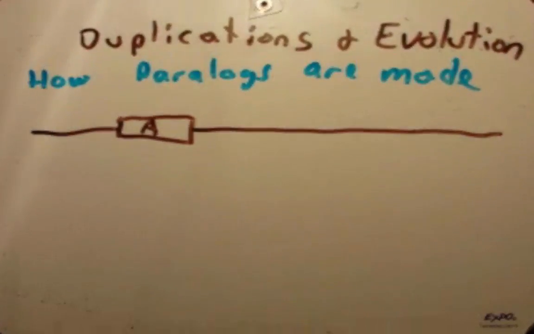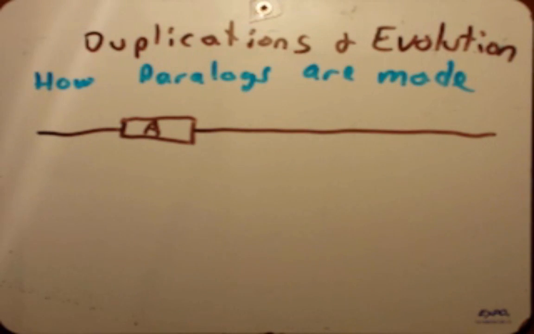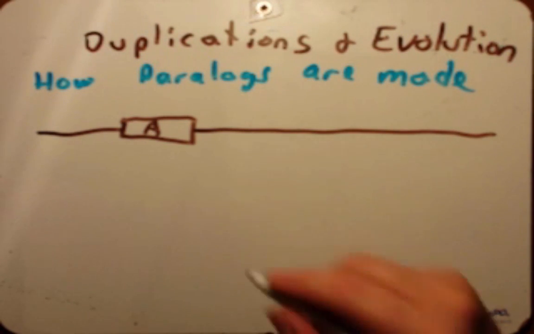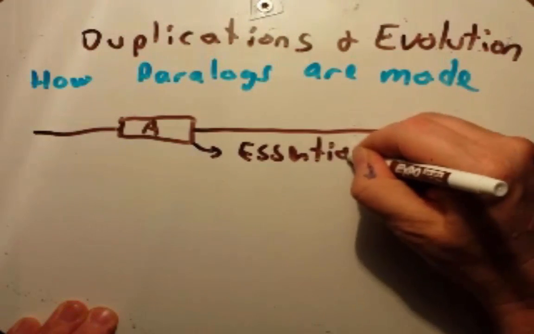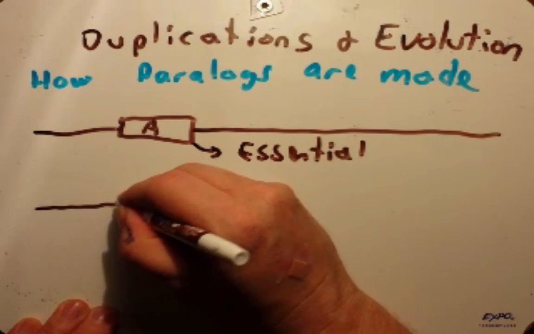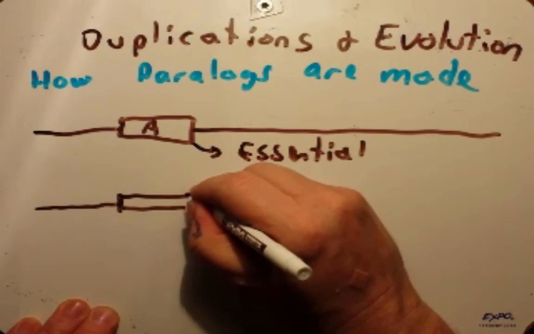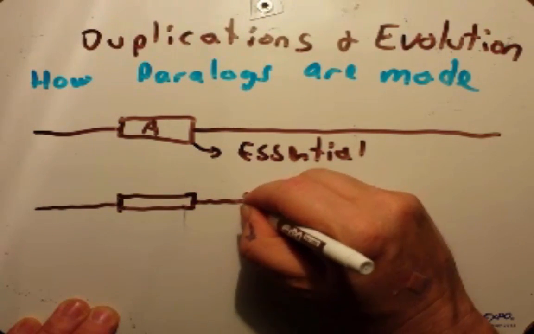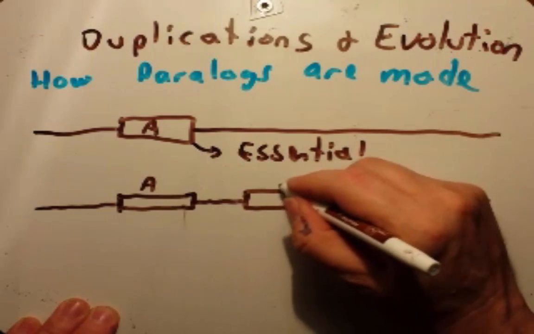Gene A has an important function in this cell. We can even say it's essential, to the point that if you generated any mutations on gene A, that organism is not going to survive. So what could happen here is we could duplicate gene A. So now we have two copies of gene A.